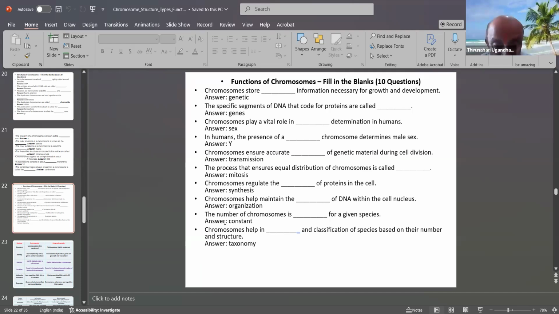Synthesis of the chromosomes helps maintain the organization of DNA. The number of chromosomes in a given species is constant. The chromosome numbers of different plants are different, not the same. Chromosomes help in plant taxonomy, meaning identical characters. So these cell-based characters help in identification of the plant name in phylogenetic classification.